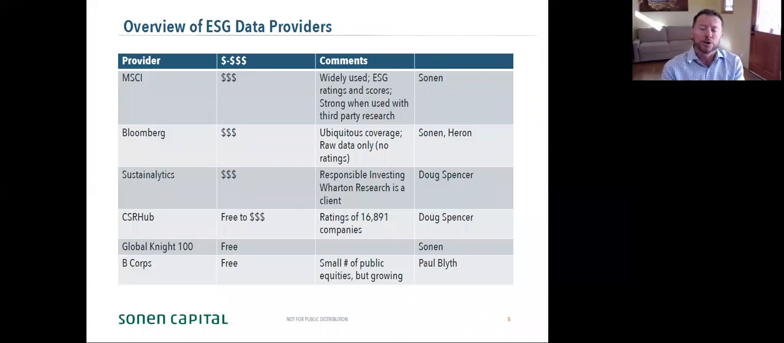At Sonen, we used MSCI. We think it's a nice complement between raw data and ratings. Bloomberg has ubiquitous coverage, and they are really amplifying their effort in this space just because I think they see the writing on the wall that this is going to be a major opportunity in the market in the future. And Sustainalytics is another provider just like MSCI and Bloomberg.